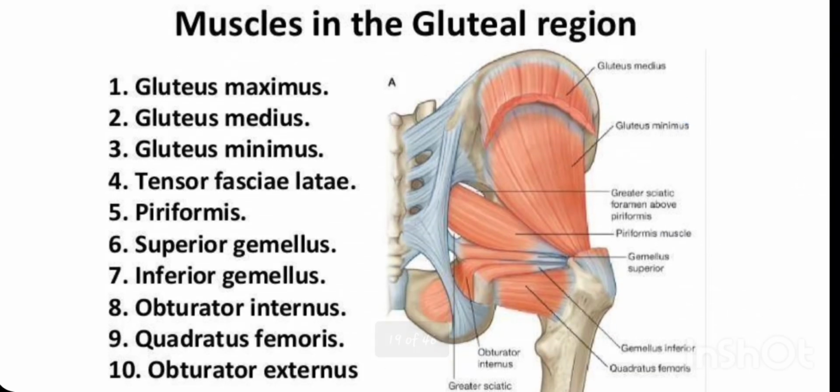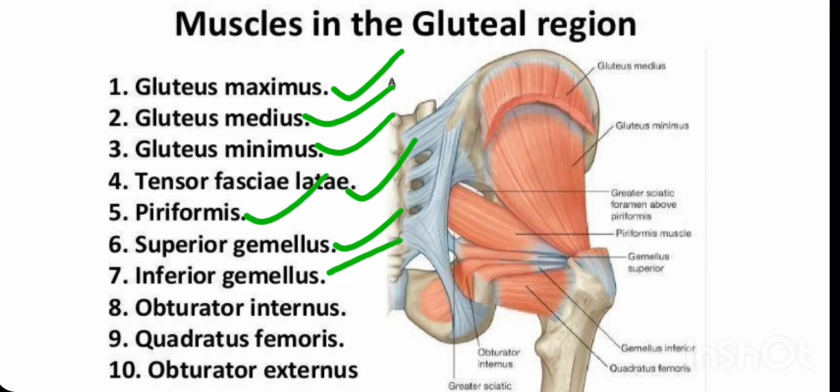Coming to the muscles of the gluteal region, we have 10 muscles: gluteus maximus, gluteus medius, gluteus minimus, tensor fascia lata, piriformis, superior and inferior gemellus, obturator internus and externus, and quadratus femoris. All these are the 10 muscles of the gluteal region.